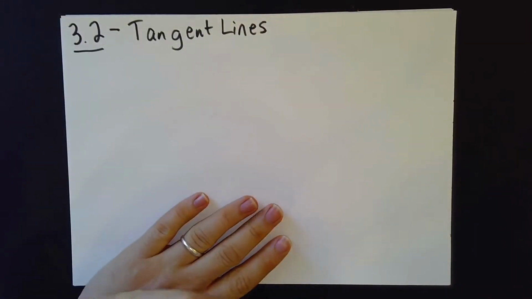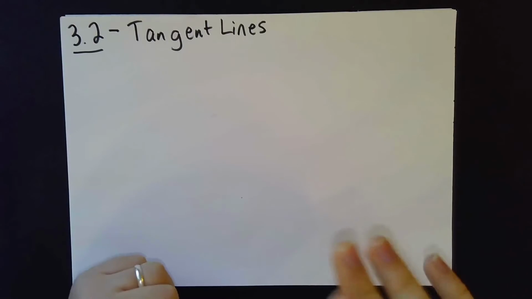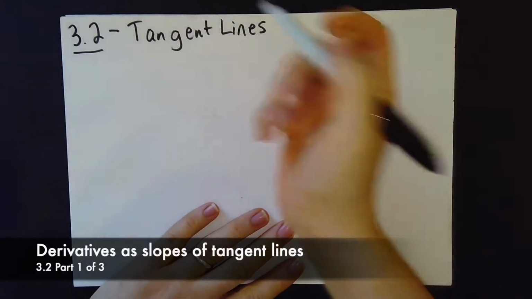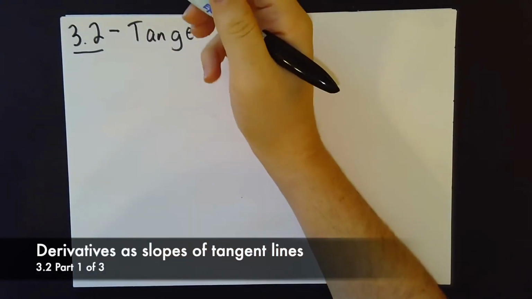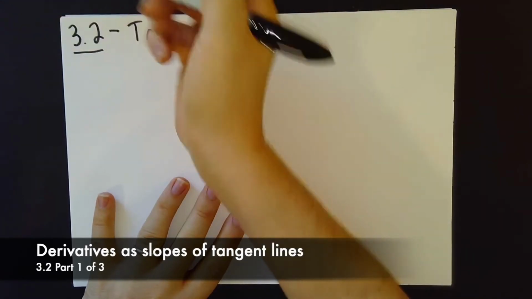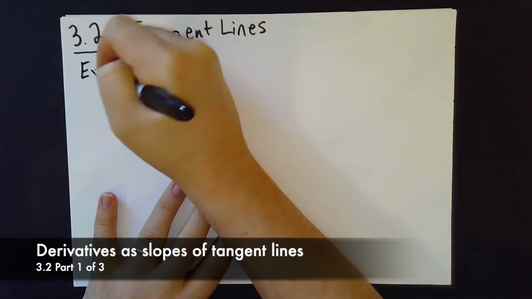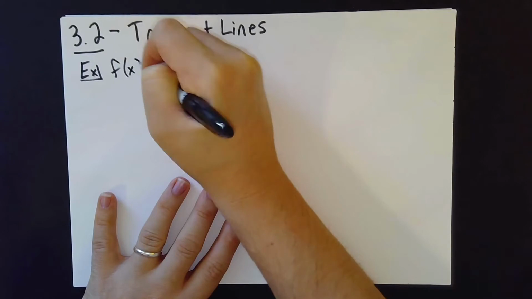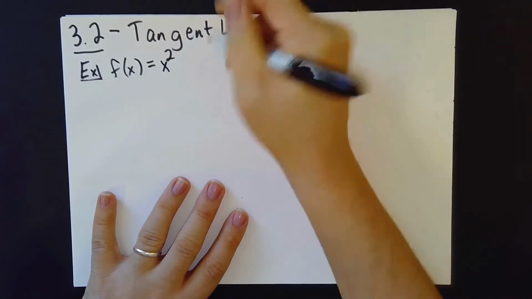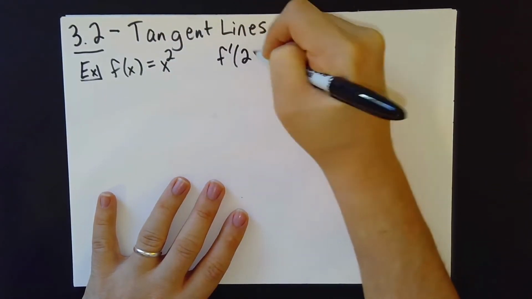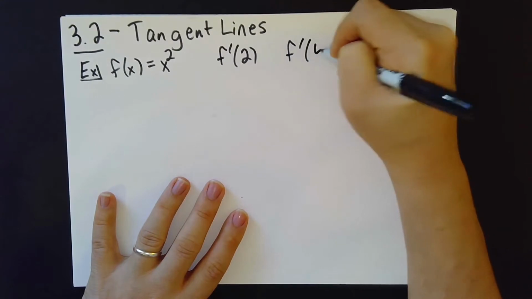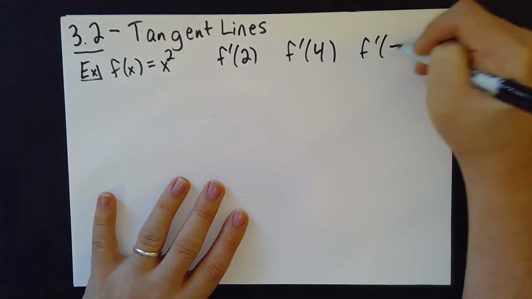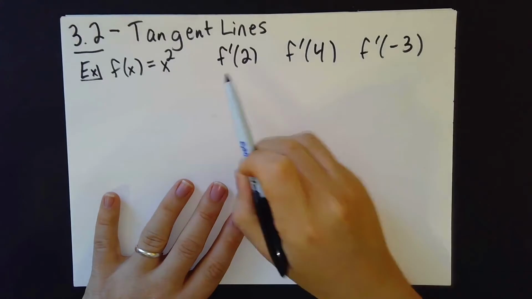Welcome back, class. In the last section, we talked about how to calculate this thing that we call the derivative. So for some function f of x, we talked about how to calculate f prime of 2, or f prime of 4, or f prime of minus 3, or whatever. All of these sorts of things.